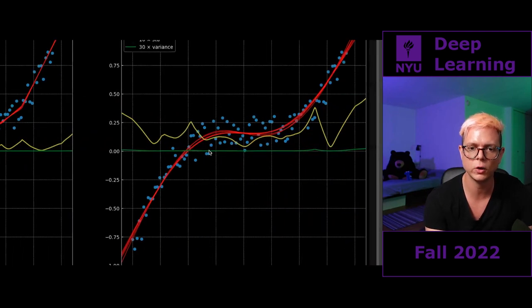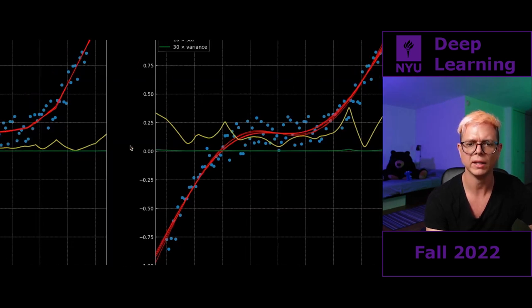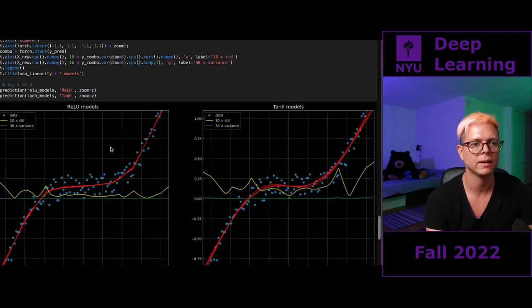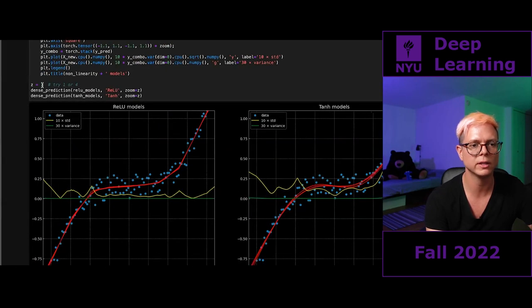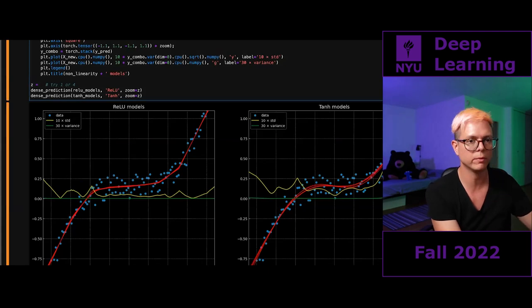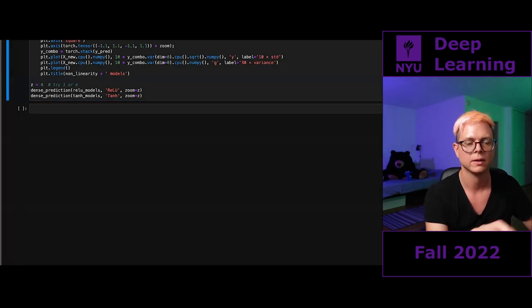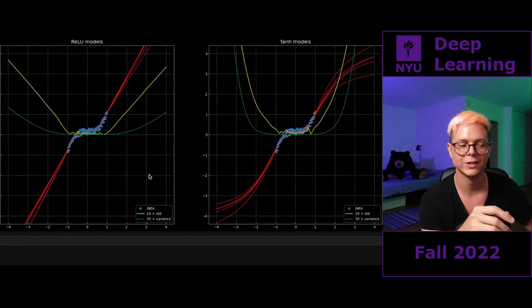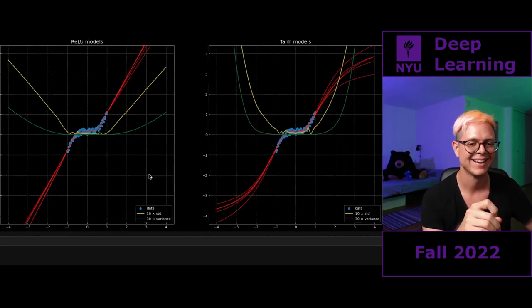On the right-hand side, instead, you have the variance and the standard deviation for a hyperbolic tangent model. Pretty okay, right? But let's do one thing and then I say goodbye. Let's have some zoom. So instead of zooming in 4 times, I zoom out 4 times. Say oh in the chat. No one says oh. Okay, very good.